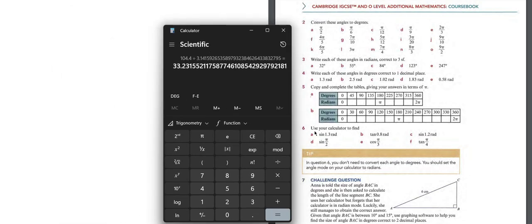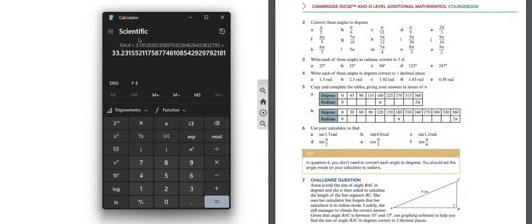Now let's quickly do the sixth question. The sixth question is actually very, very tricky. Why tricky? I'll tell you. Use your calculator to find a part, sine 1.3 radians. If you go to your calculator normally, it will tell you in degrees. Please remember that information, it will always tell you in degrees. So there is always a way to convert it. You will have this DEG, which says degrees. Click on it and it will convert to radians.